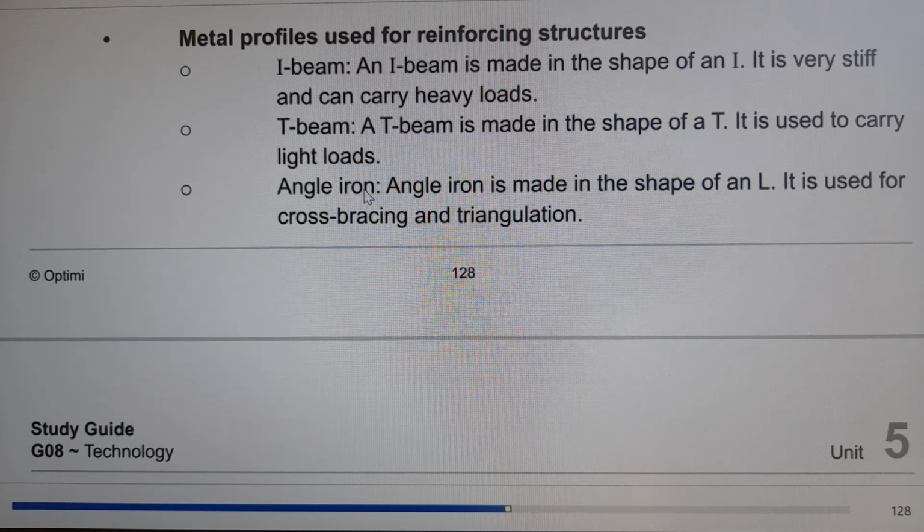And we have the angle iron, made in the shape of an L. It is used for cross bracing and triangulation. We have talked about this in the previous term. Okay, so metal profiles: we have I-beam for heavy loads, T-beams for light loads, and angle irons for cross bracing and triangulations.